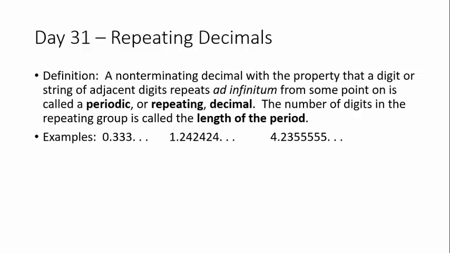Here we have some examples of some repeating decimals. I'm sure you're familiar with the first one, 0.333, and 3 would continue to repeat. Here, you only have 1 digit repeating, so the length of the period is 1. In the next example, we have 1.242424. The 2 and 4 are repeating. The length of the period is 2.